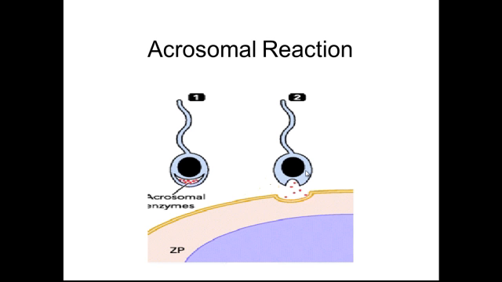These enzymes digest the follicle cells and zona pellucida. However, one sperm does not contain enough acrosomal enzymes to get all the way through the protective layers, so it requires more sperm to break down the layer. Now the protective layers have been broken down, the sperm can now reach the ovum.